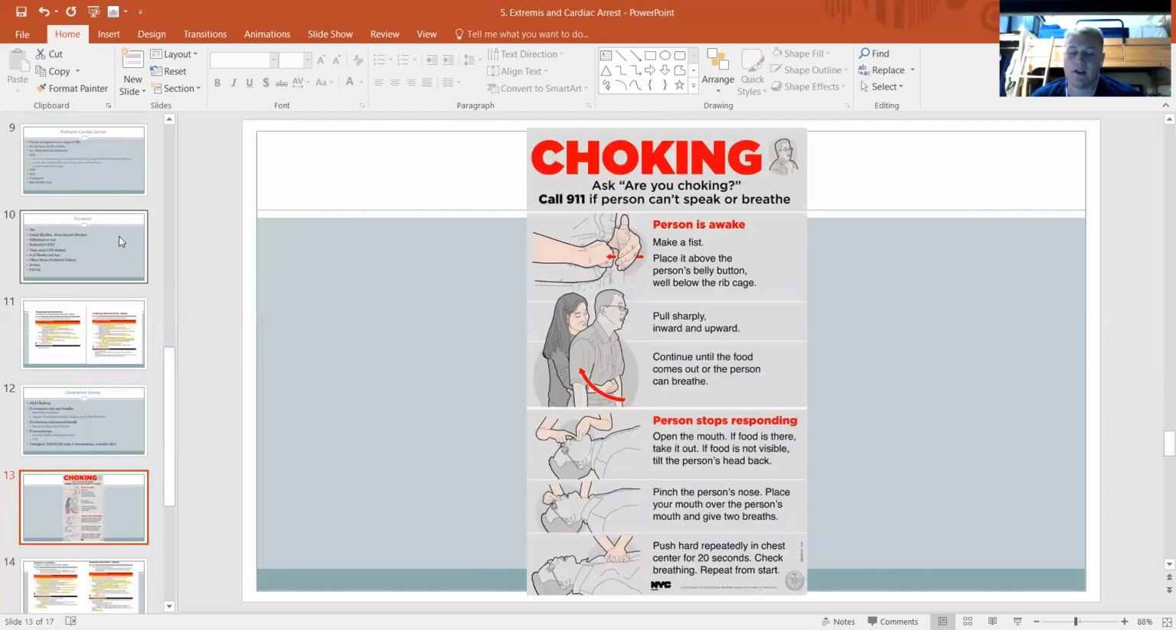And then here we have a diagram for how to perform the Heimlich maneuver, or what to do once the patient becomes unconscious. So make a fist, place it above the person's belly button but below the rib cage, pull sharply inward and upward, and then continue until the object comes out or the patient can breathe. If the patient becomes unconscious, open the airway, open the mouth. If there's a visible obstruction, remove it. If not, head tilt, chin lift, give 2 breaths, and then perform CPR.